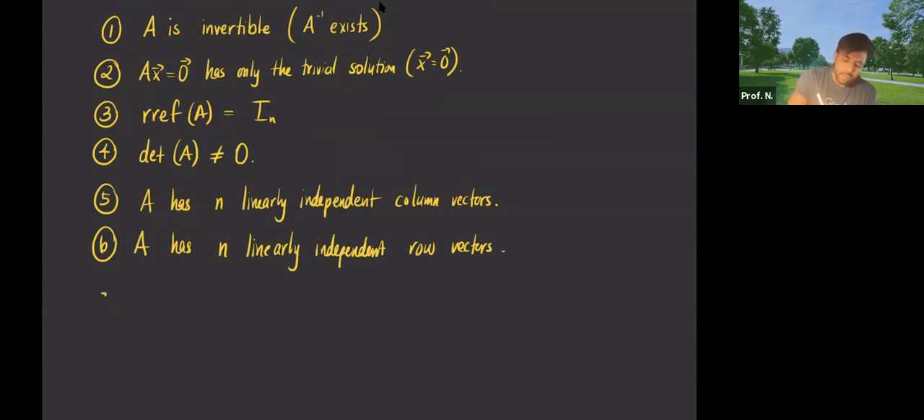If you have n linearly independent column vectors, and you have n linearly independent row vectors, what else do you know about A? Remember, we defined something pretty recently that tells us the number of linearly independent columns and linearly independent rows.